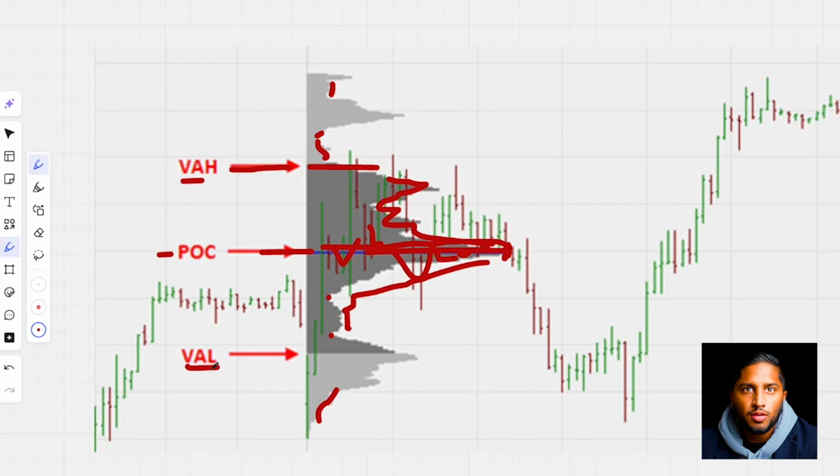Then you have the value area low. Again, this is the bottom of the 70% level. This is where price tends to slow down. This acts as support. And if price drops below the value area low, then it may fall further or bounce if buyers step in. All right, let's go ahead and jump into the chart.